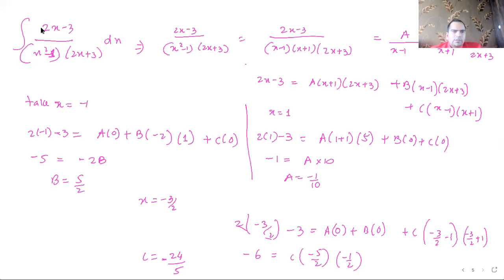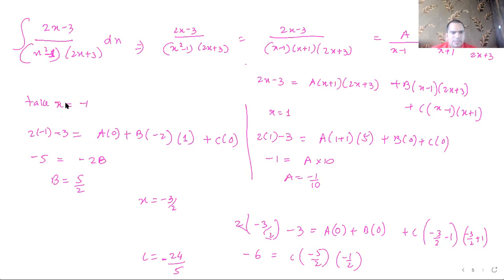So now let's say you are integrating (2x minus 3) over (x squared minus 1)(2x plus 3). Obviously, once again it is going to involve partial fractions. We can factor x squared minus 1 as (x minus 1)(x plus 1). So it's going to be a over x minus 1, plus b over x plus 1, plus c over 2x plus 3. Then find out the values of a, b, and c.